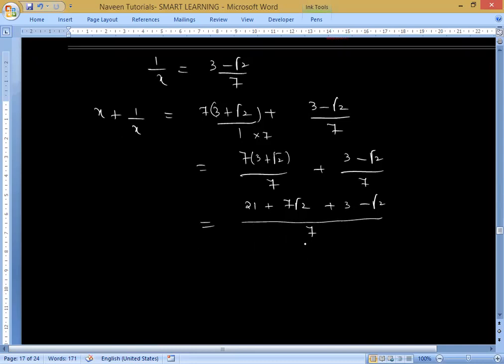Okay, now you can add the numbers. 21 plus 3 is 24. 7 root 2 minus root 2 is plus 6 root 2 by 7. So this is x plus 1 by x. Any doubts? We have solved the 1 by x value, and after getting the value of 1 by x, I have added 1 by x to the x value. Okay.